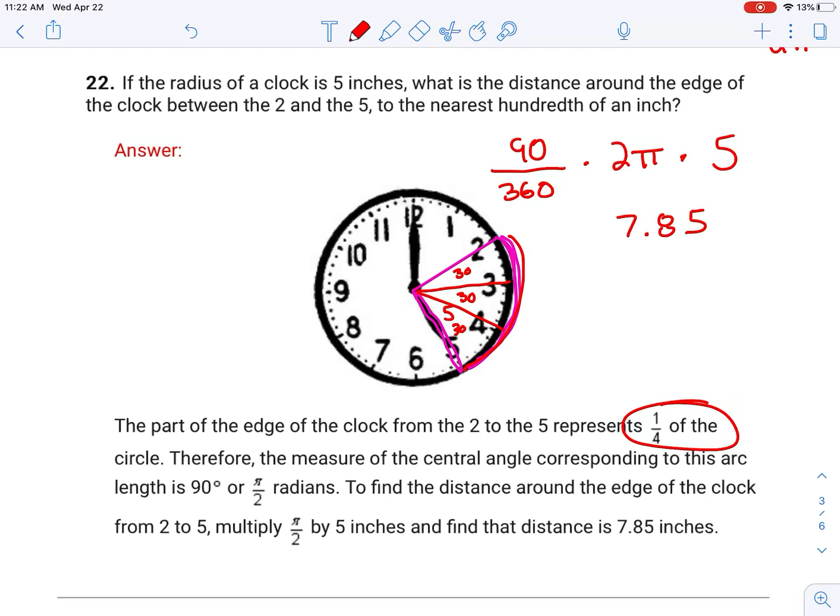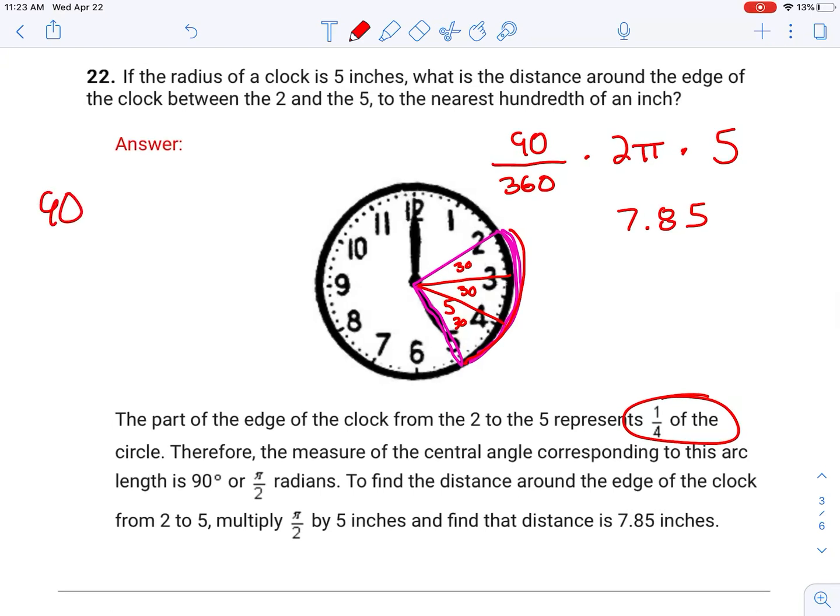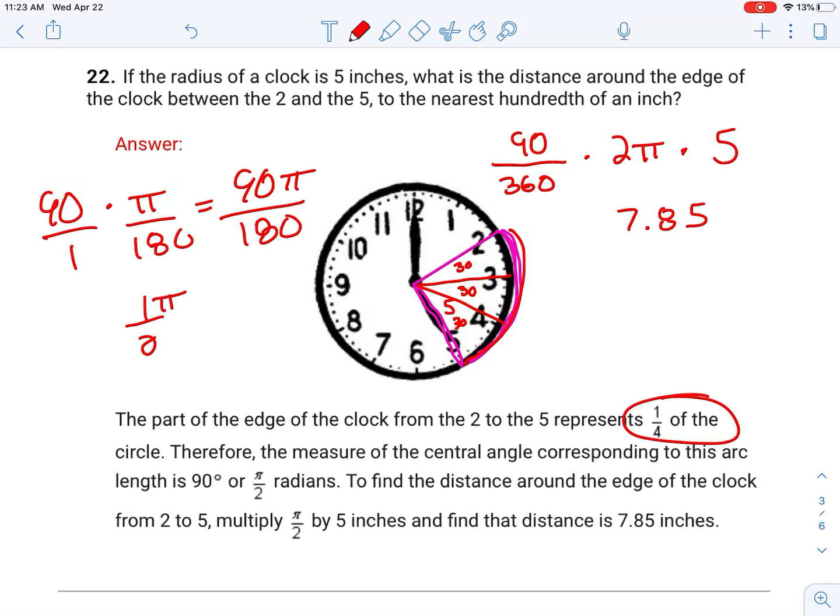Or I could go 90 degrees, because I know that's 90 in radians. What's 90 degrees in radians? Well, you'll have that memorized soon. But that would be 90 times pi over 180, which is equal to 90 pi over 180, which is equal to 1/2 pi, which makes sense because it's a fourth. What would 4 1/2 pi's be? It would be 2 pi. So 1/2 pi times 5 is going to be equal to 5 pi over 2, which is equal to the 7.85 number.